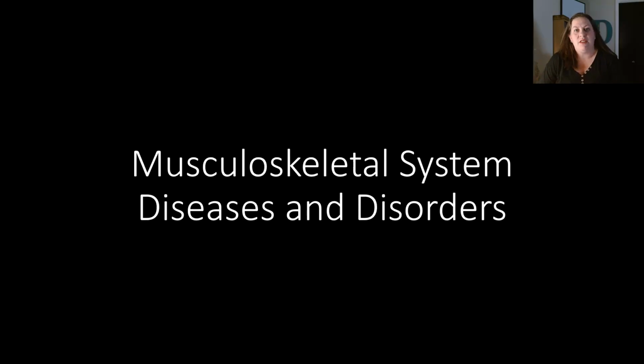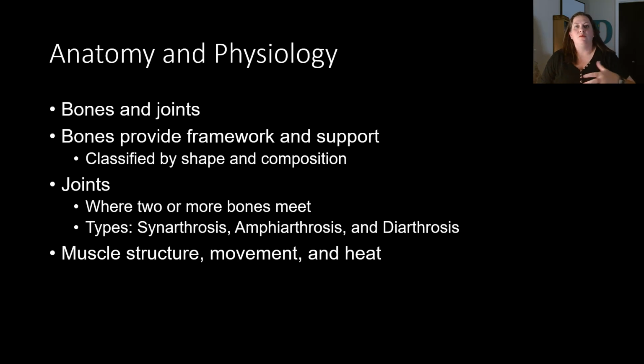Hey everyone, Professor Davis here, and we are going to talk about the musculoskeletal system and the diseases and disorders that go along with this. So before we actually get into the diseases and disorders, let's do a brief anatomy overview of these two systems. When we talk about anatomy and physiology, remember that the musculoskeletal system is composed of the skeletal system, which is the bones and joints, and the muscular system, which is the muscles.